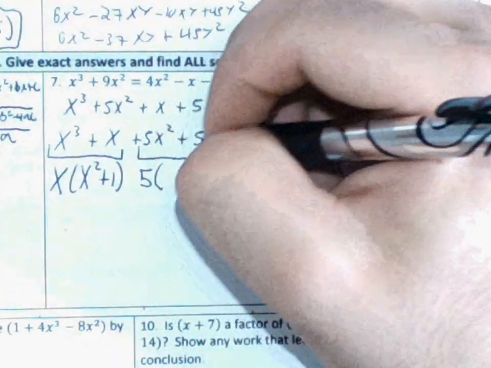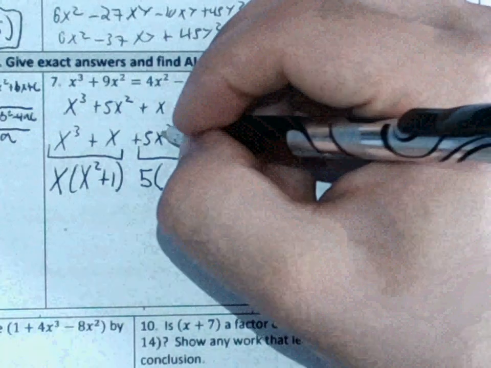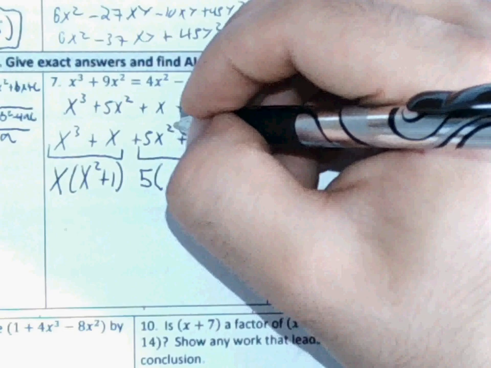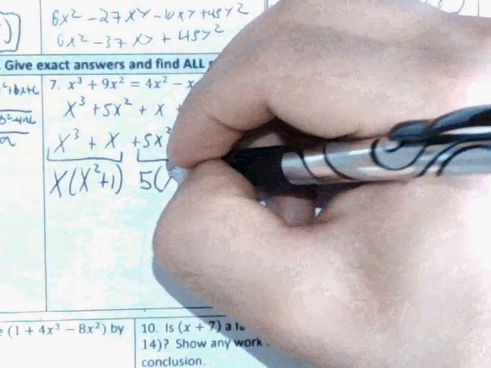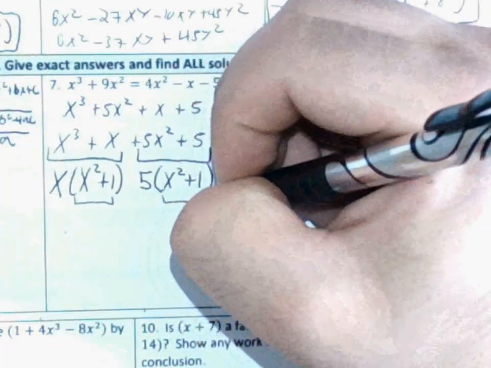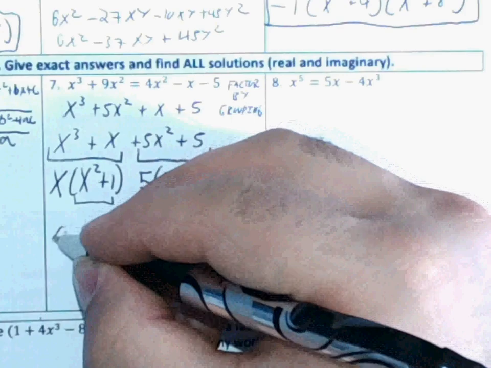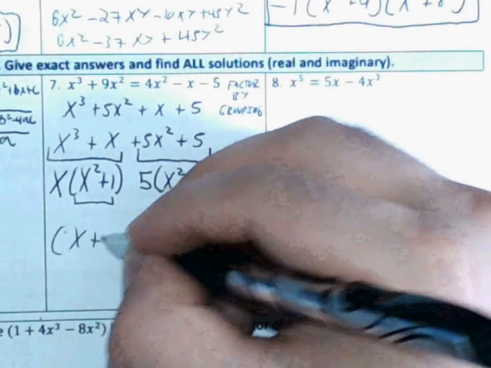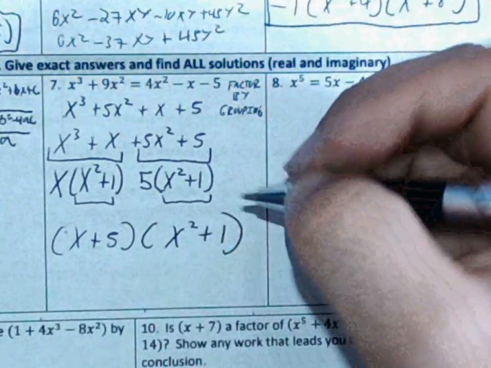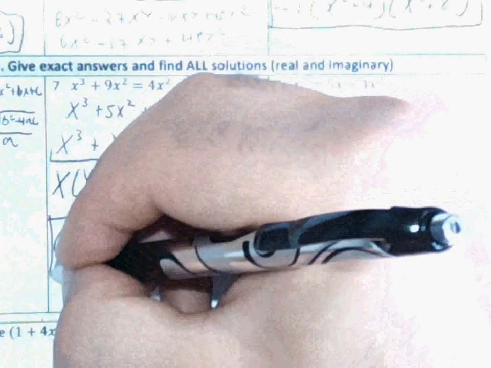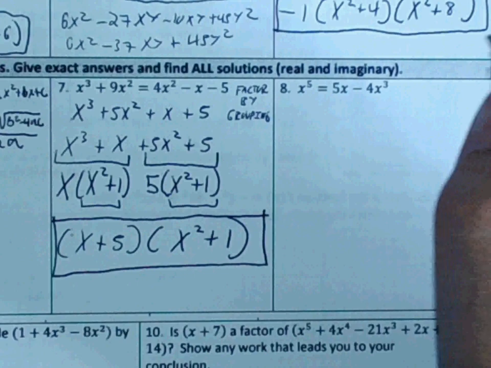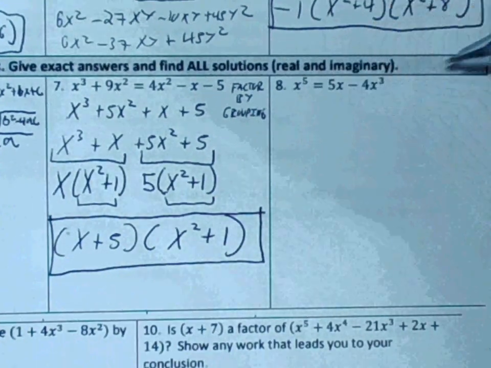and continue to have an x squared plus 1. So these terms on the inside of the parentheses are the same. So my ultimate factored form of this will be x plus 5 times x squared plus 1. Alright, so that's number 7. Let's go to number 8.